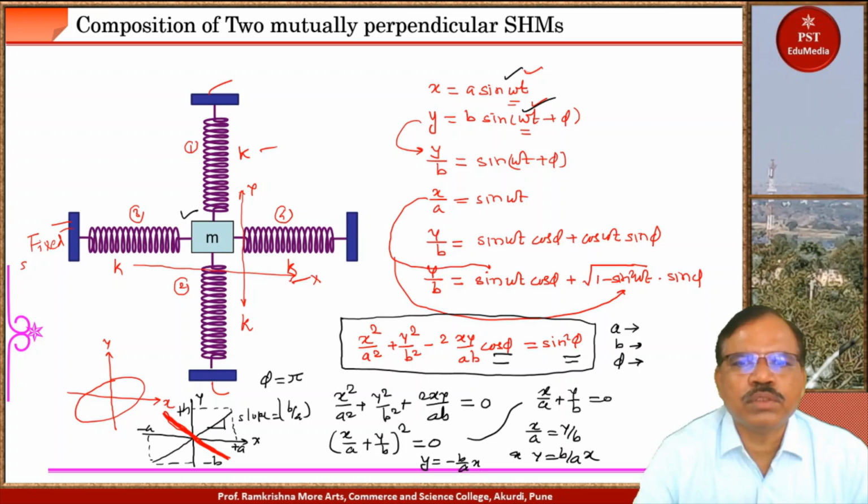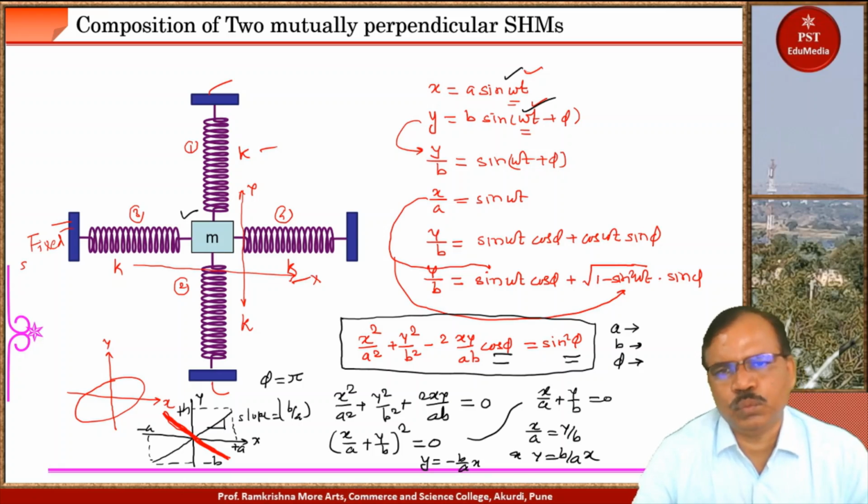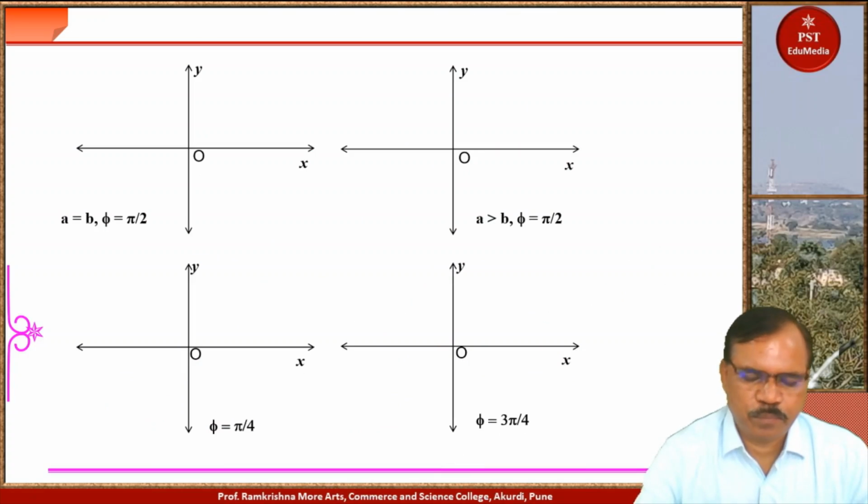Now suppose phase is pi by 2, then what happens? So pi by 2, cos pi by 2 is 0, sin pi by 2 is 1, and you can find the path. So in this way we get paths.